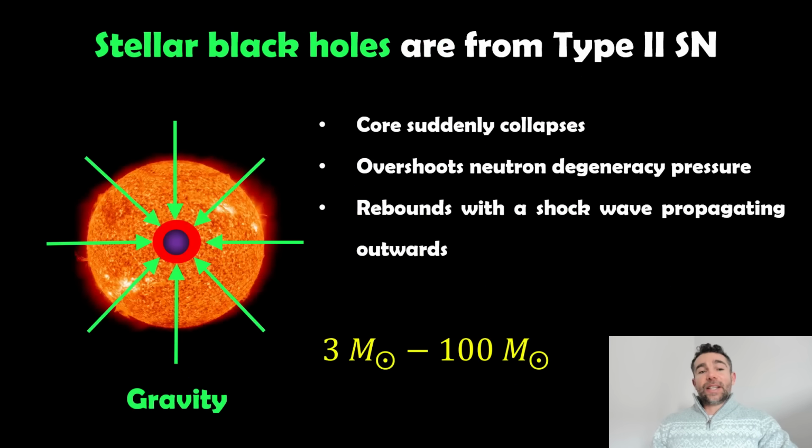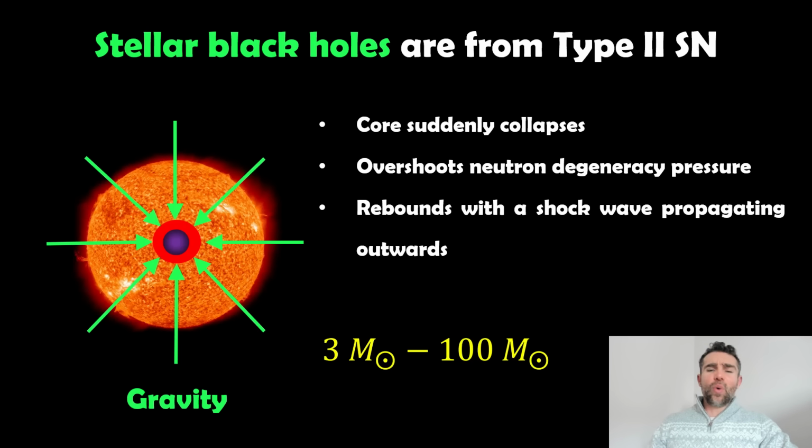Now the next one up is your stellar black holes. These form from your type 2 supernovas, so basically when the star dies, the core collapses and you get a very dense core which overshoots the neutron degeneracy pressure, so it can collapse down to essentially a singularity. There's some information there for how it creates the actual supernova remnant, the part of it that we can actually see. You get a rebound of that and a wave propagating out.